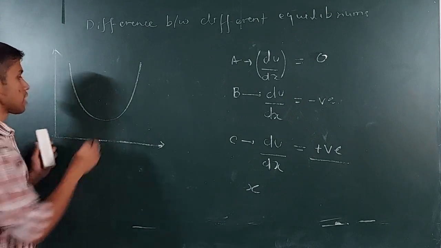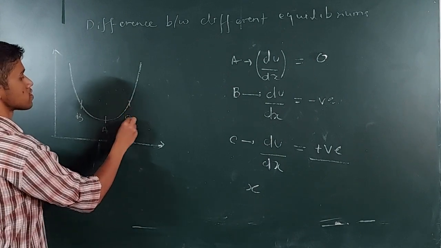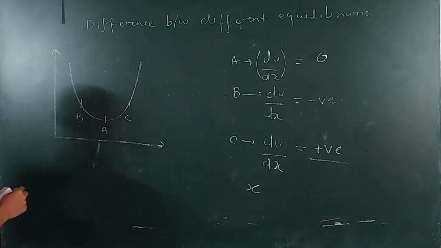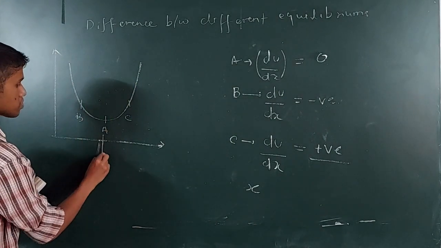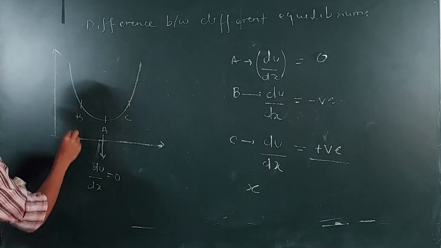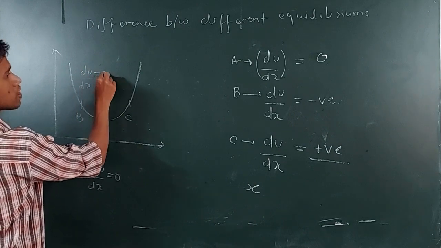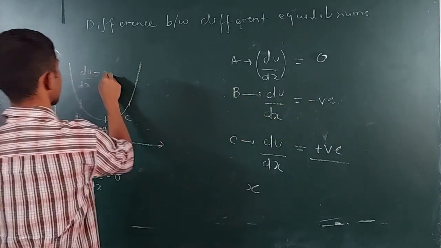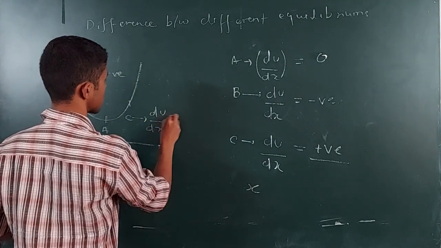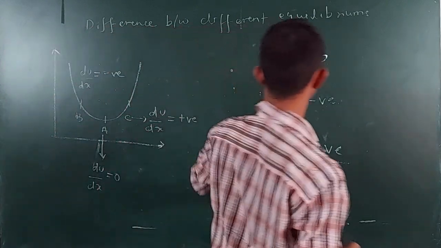So this is for stable equilibrium. This was point A, this was point B and this was point C. Now tell me, at point A what is the du by dx? At this point du by dx was 0. For this point du by dx was negative. And for this point du by dx is positive.